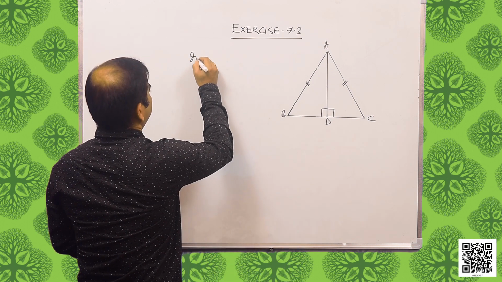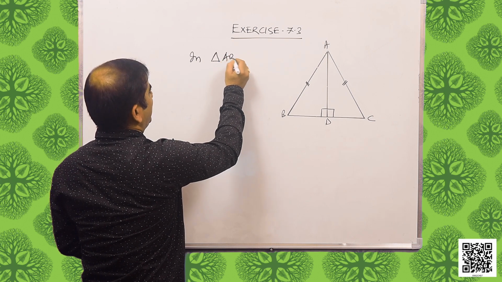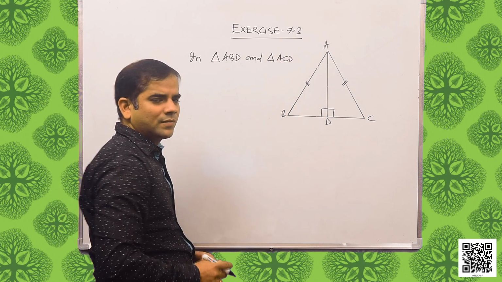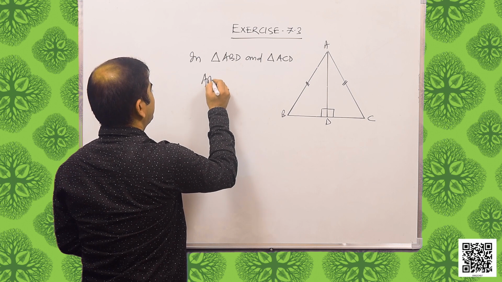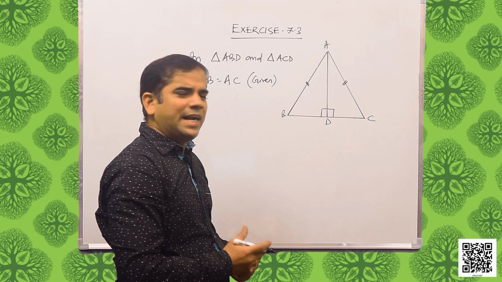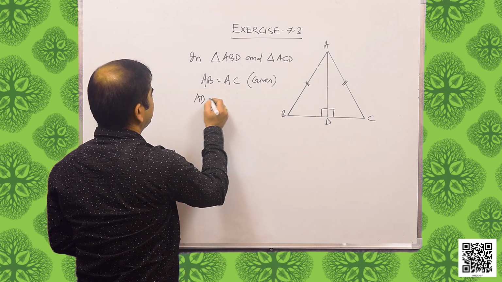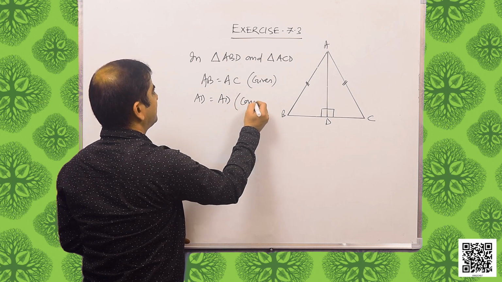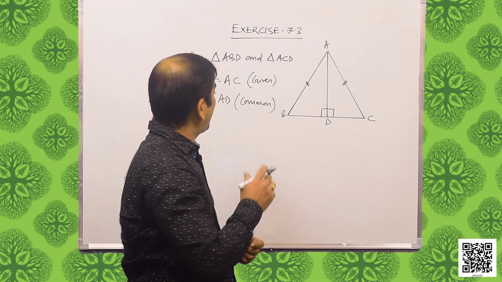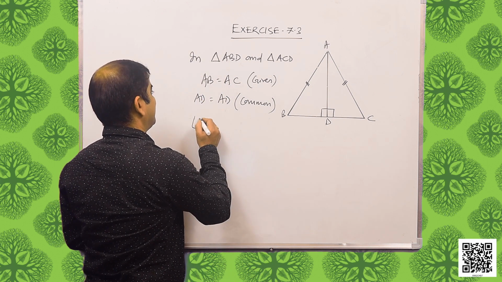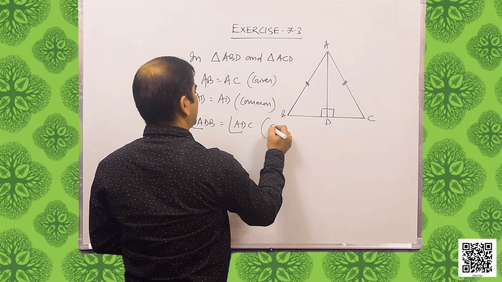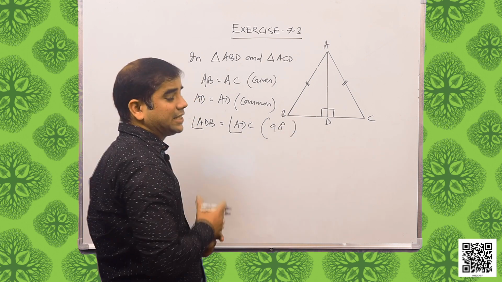In triangle ABD and triangle ACD, what do we have? We have AB is equal to AC. It is given. Fine. AD is equal to AD. It is a common side. What else? Angle ADB is equal to angle ADC, because it is 90 degrees, because AD is the altitude.